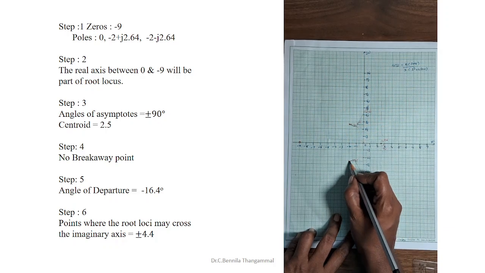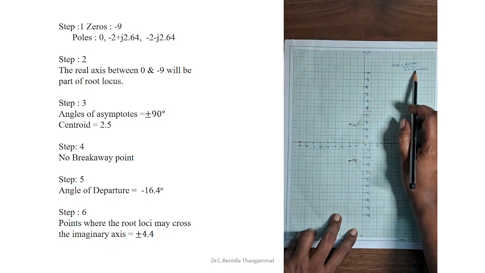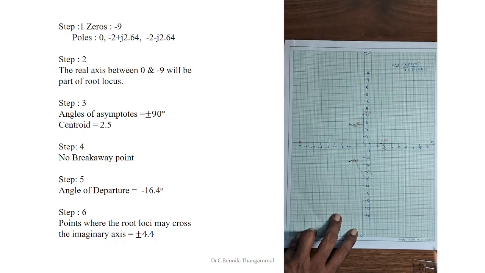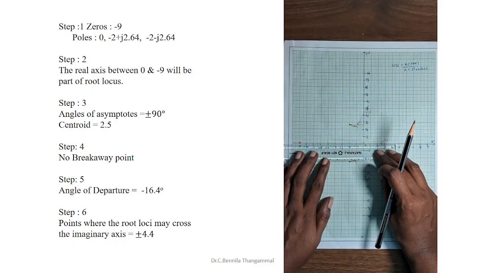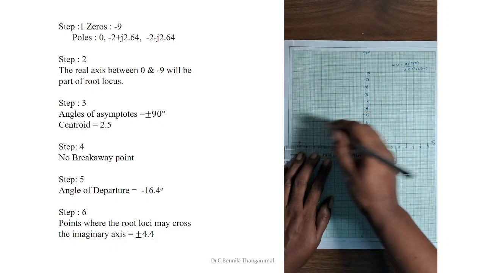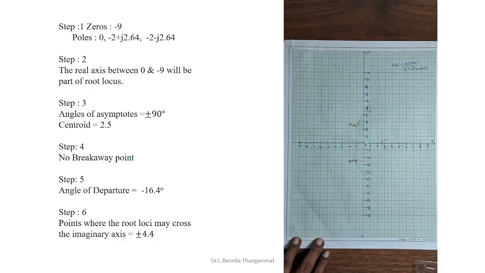In total, how many root locus branches are available? The order of the denominator polynomial is 3, so three root locus branches are available. One is between 0 and minus 9. The other two come from the complex poles: the upper one is one root locus and the lower one is another. This is how to sketch the root locus for complex poles and a real zero.